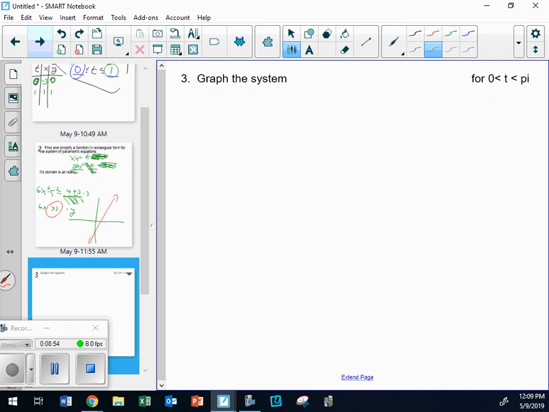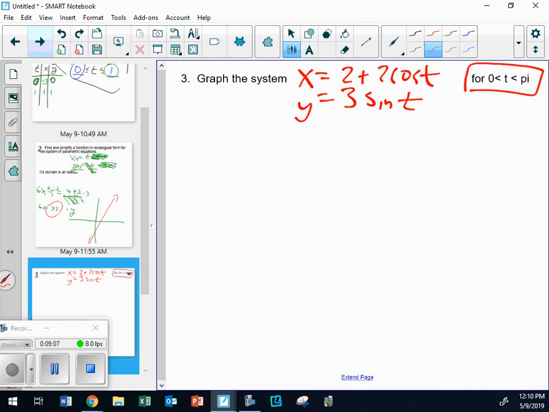All right, this next one is graph this system. X equals 2 plus 2 cosine t, and y is 3 sine t. Notice t is between 0 and pi. All right, to graph that, I would recommend a TXY chart. Pause for a second, let me give that a try. Okay. T, X, Y. Now we have 0 goes in there.